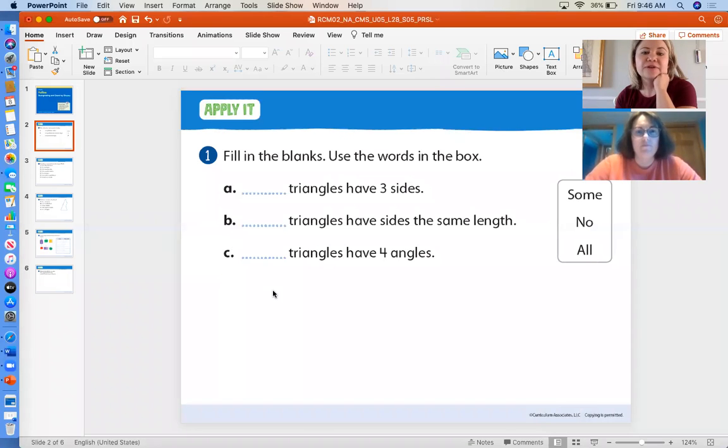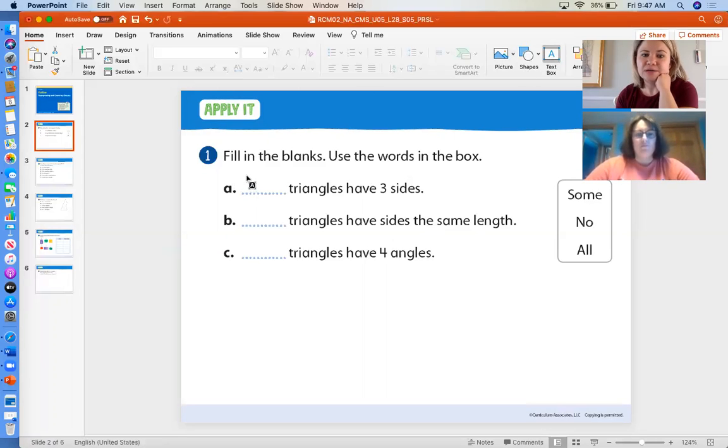If we look at our first page, we're going to be filling in the blanks using the words in the box. So the first thing that I notice is that there are 3 blanks and there are 3 words. So that tells me that I'm going to use each word only one time. So let's go ahead and figure this out.